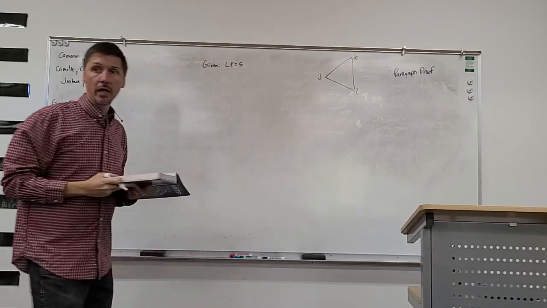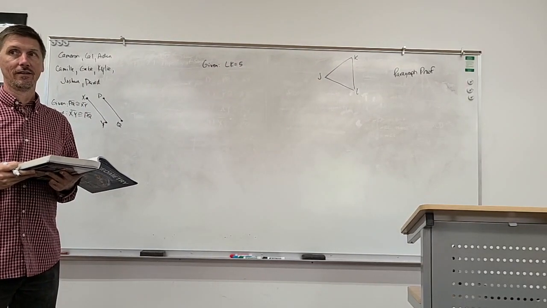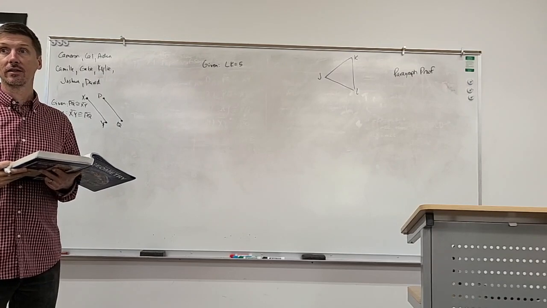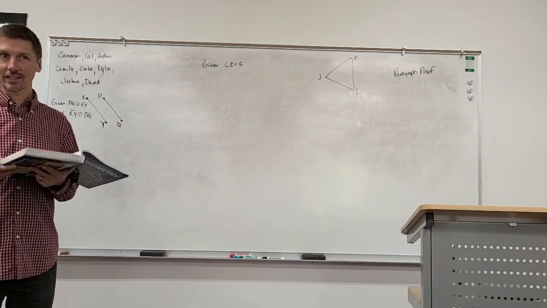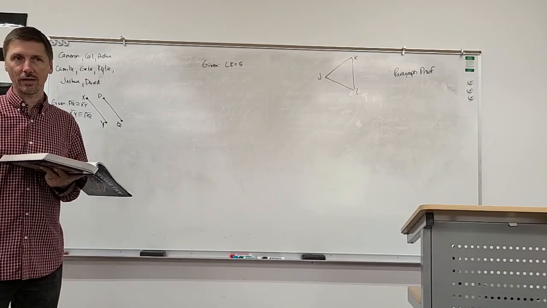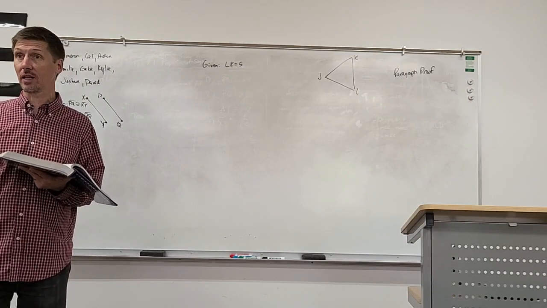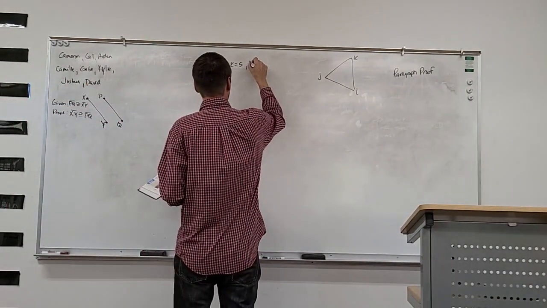What is LK? It is 5, but what does LK represent? The measure of the line segment LK, right? That's crucial. I want that light bulb to come on. That doesn't mean line segment LK, it means the measure of line segment LK. Okay? LK equals 5, JK equals 5.